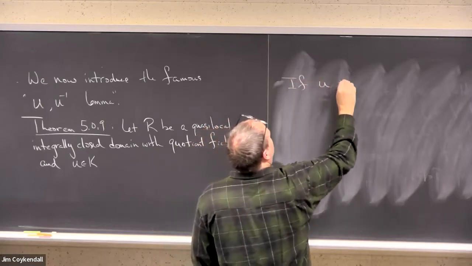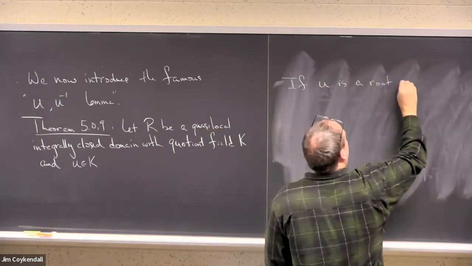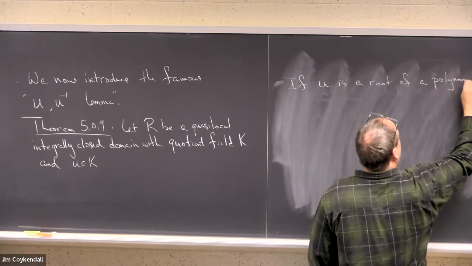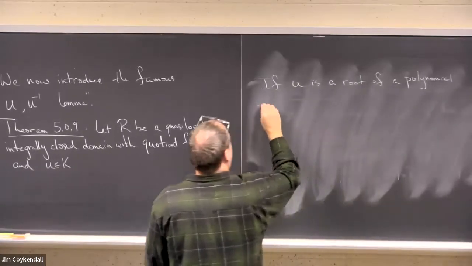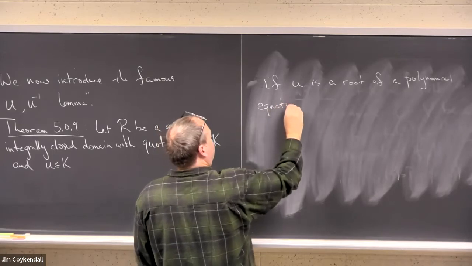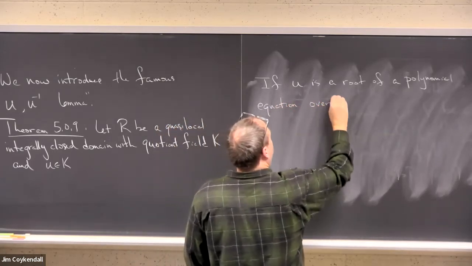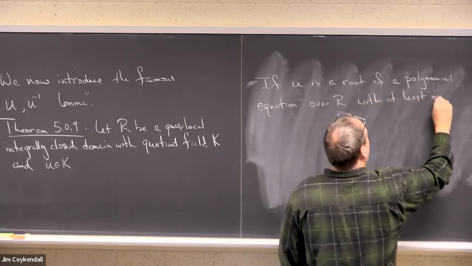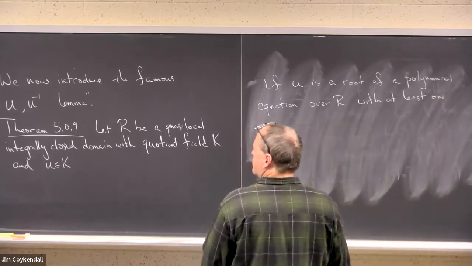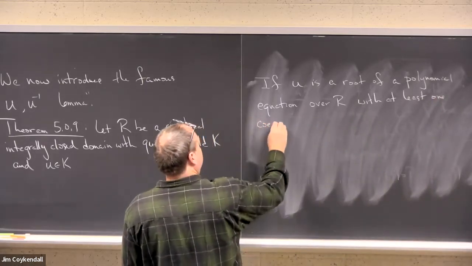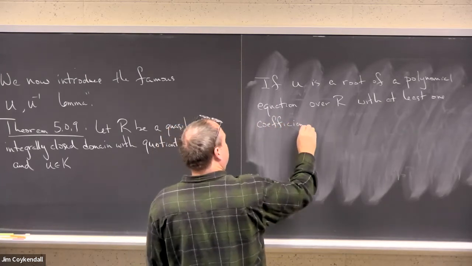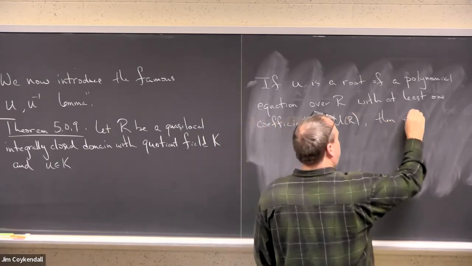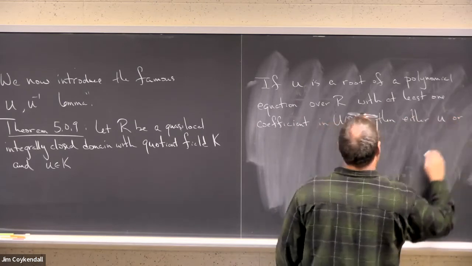U is a root of a polynomial equation over R, with at least one coefficient a unit in R, then either U or U inverse is in R.